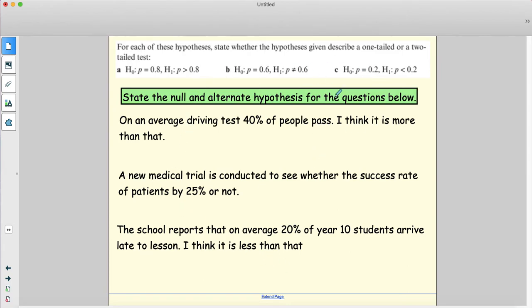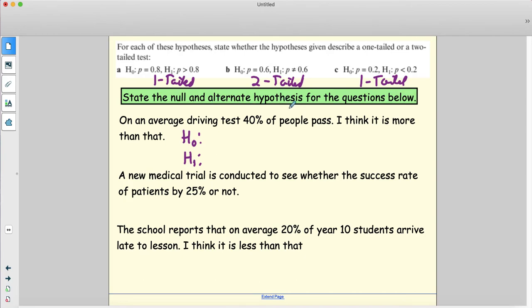Okay, so for these questions then, as this is a greater than 0.8, this would be a one-tailed. This one is a not equal to, so this would be a 2-tailed, as I don't know which way to test. And finally, this would be a one-tailed, because I know which way to test. For stating the null and alternate hypothesis, I know for each one I'm going to have an H0 and an H1, and I'm simply thinking about the probability.